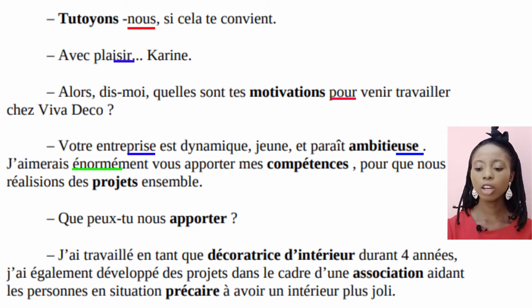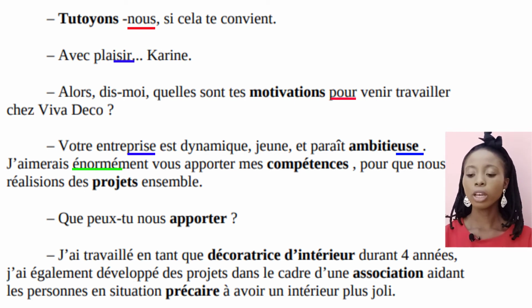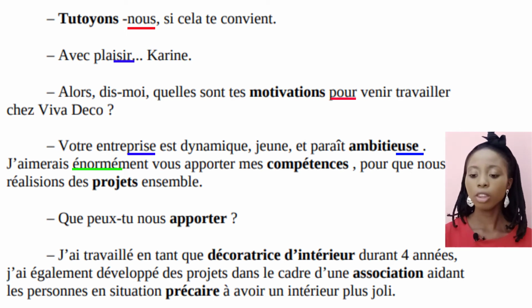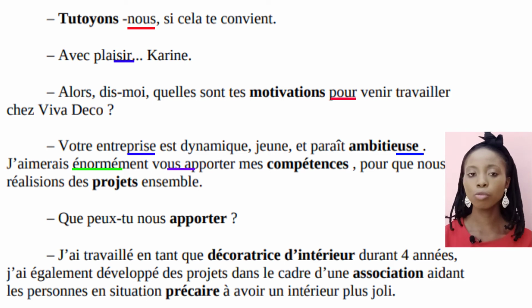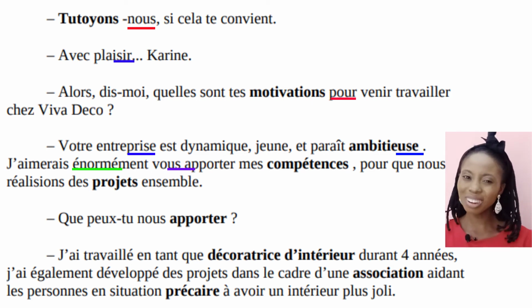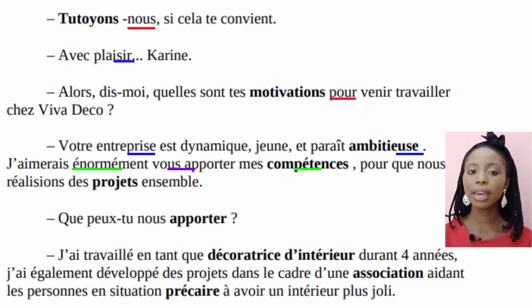J'aimerais énormément. Don't forget our E accent aigu. Okay, so we have E. Énormément. Vous apportez. So we have our OO sound for our vous and our S in between two vowels for a liaison. So we have vous apportez mes compétences.